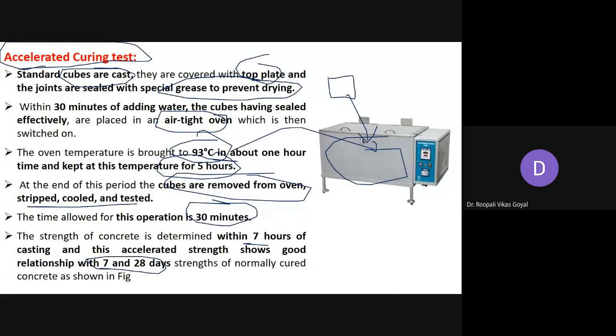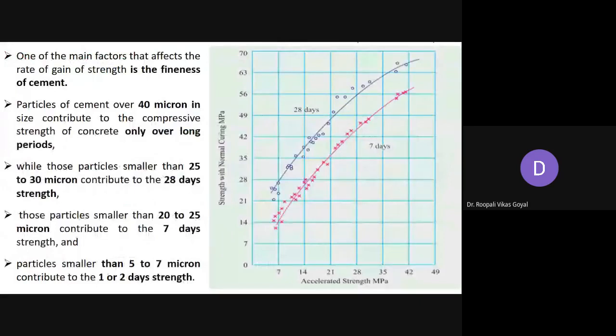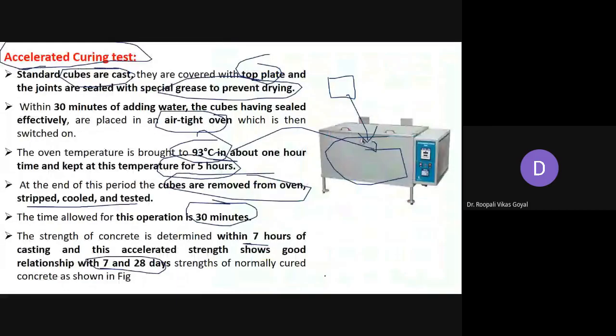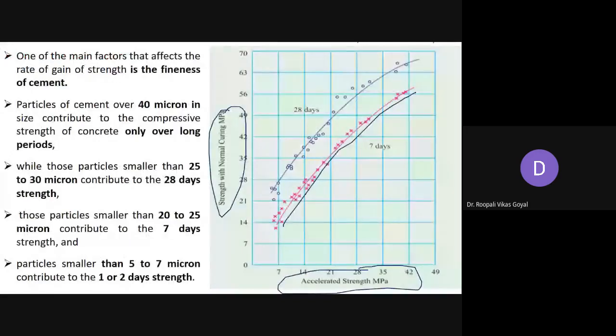So here this relationship is shown: the strength with normal curing, as we measure 28 days strength under normal curing, and this accelerated strength obtained with the help of this method. So this has a good relationship. This is the 7 days strength and this is the 28 days strength. It shows a good relationship: as one increases, the same trend is observed.